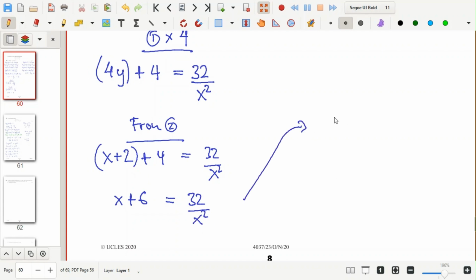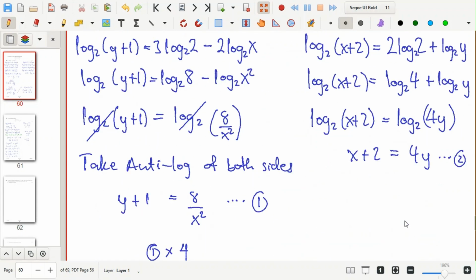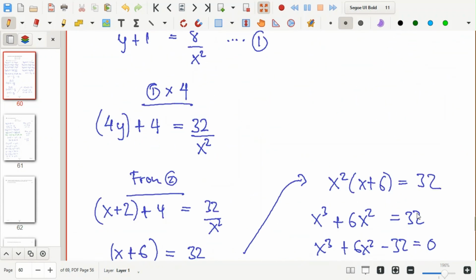So let me multiply both sides by x squared. If I do so, I'll get this. And this is the same as x cubed plus 6x squared is equal to 32, which is the same as this. Let's go and see whether it is the same expression that we have here. Oh, it's correct. 4 marks. Well done, well done, well done.